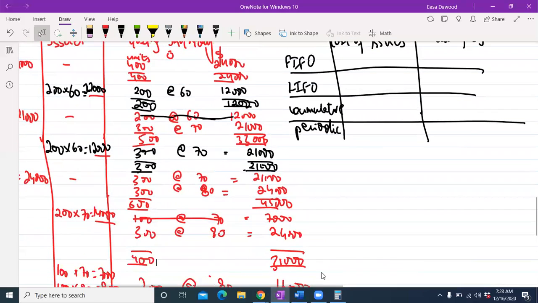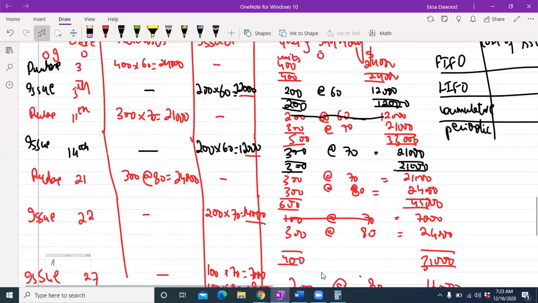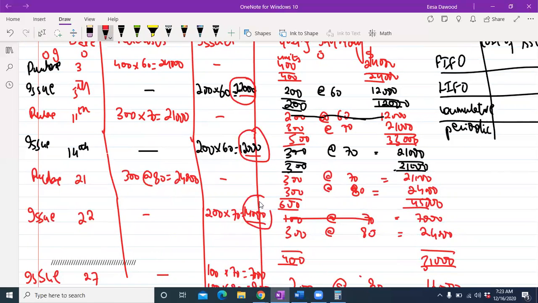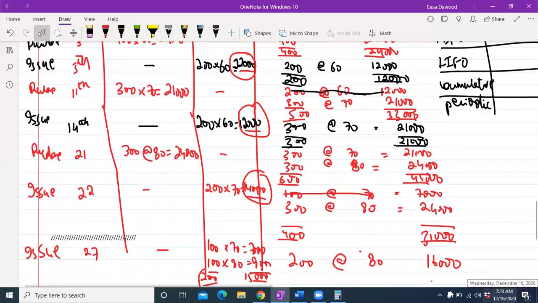Now just add up from this column, just add up all these figures. The 4 issues, 200 each. What is the cost of the issues? 12,000 plus 12,000 plus 14,000 and plus 15,000. Just add up all. What is the cost of issues under FIFO method?